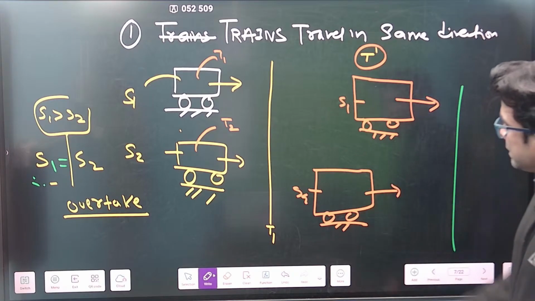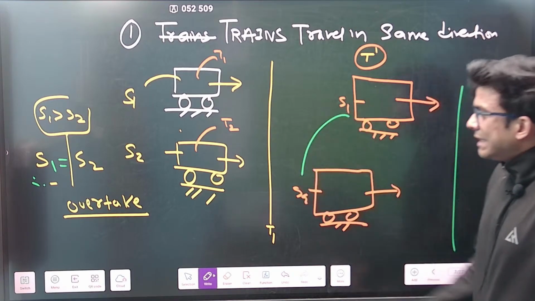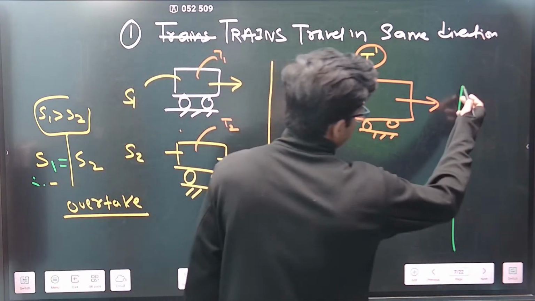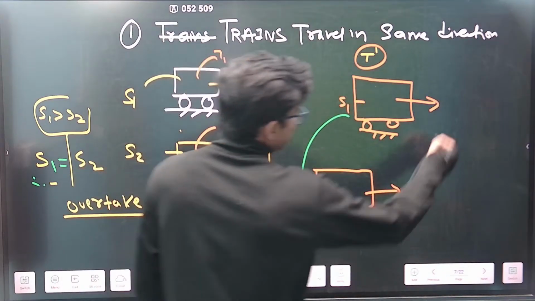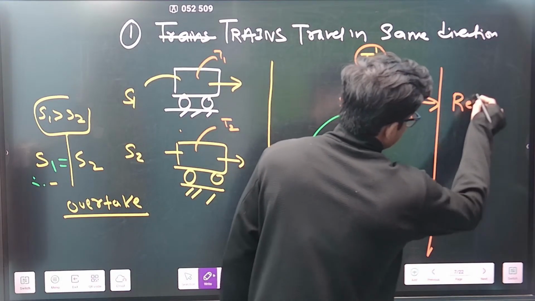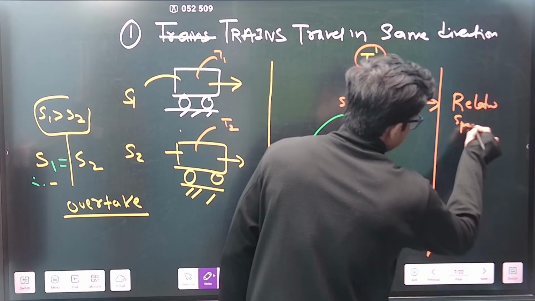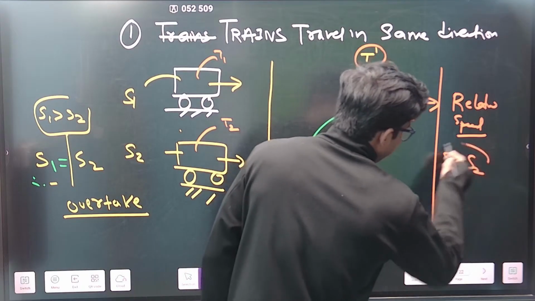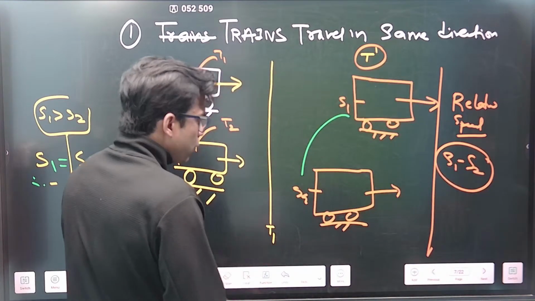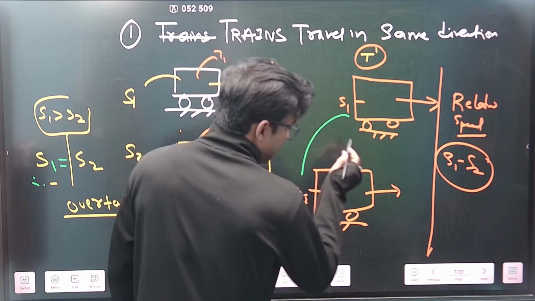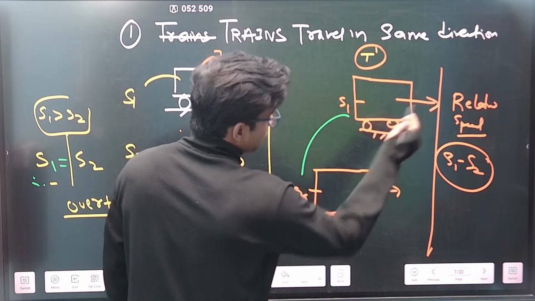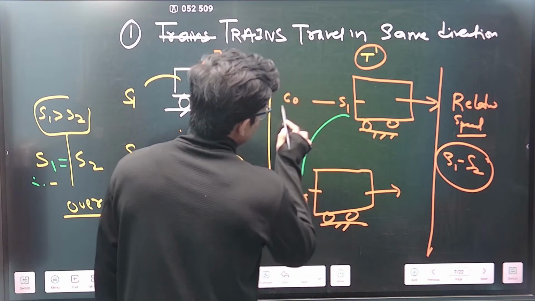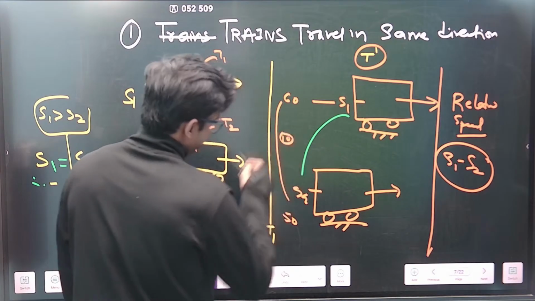Now suppose this S1 must be greater than S2, then there would be a relative speed. This is the scenario which is called relative speed. I'll explain one more time. Why does this happen? Because S1 overtakes S2 by this much of difference. Suppose this would be 50, and if S1 overtakes S2, then this train's speed must be 60. So the difference of the speed is 10.